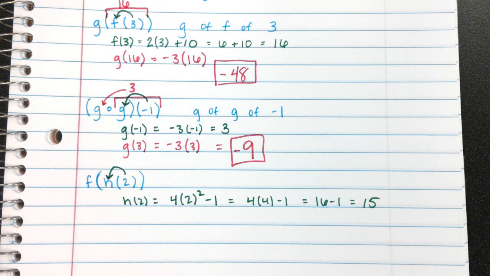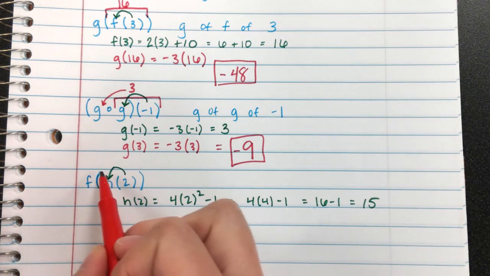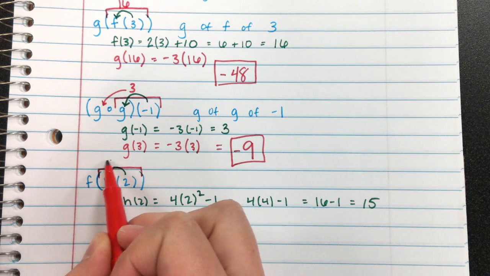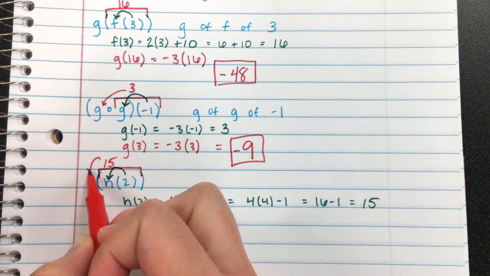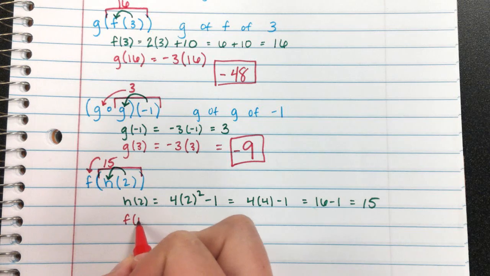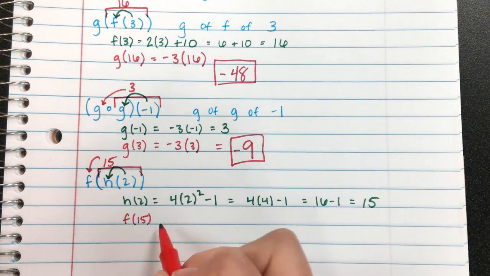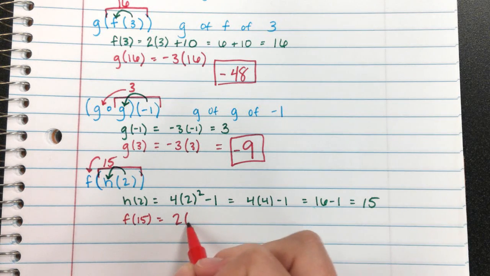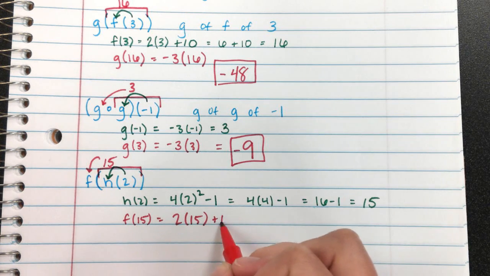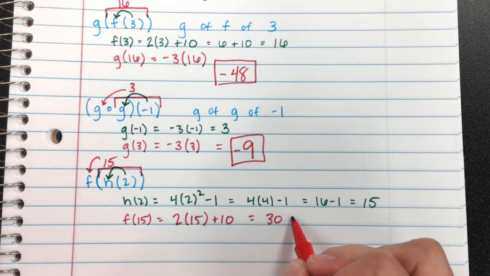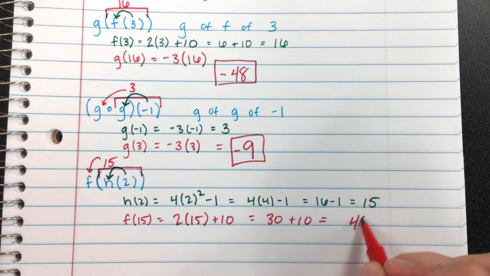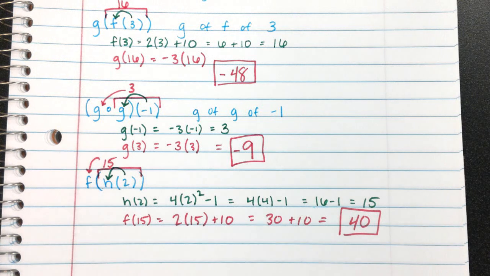And then, when I get that answer, what am I going to plug that answer into? What am I plugging this answer into? Into f. So now I have f of 15. My previous answer gets plugged in. So 2 times 15 plus 10, which would be... So my final answer is 40.